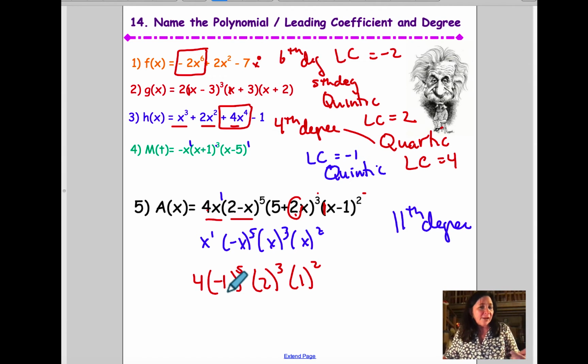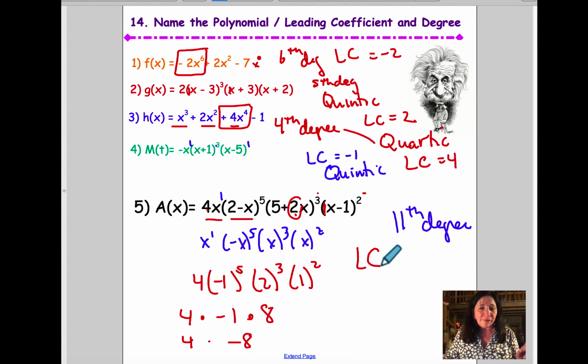So negative 1 to the 5th power is negative 1. And then I still have to times it by 4. And I still have to times that by 2 to the 3rd power, which is 8. So I have negative 8 times 4. So my leading coefficient is equal to negative 32. Okay.